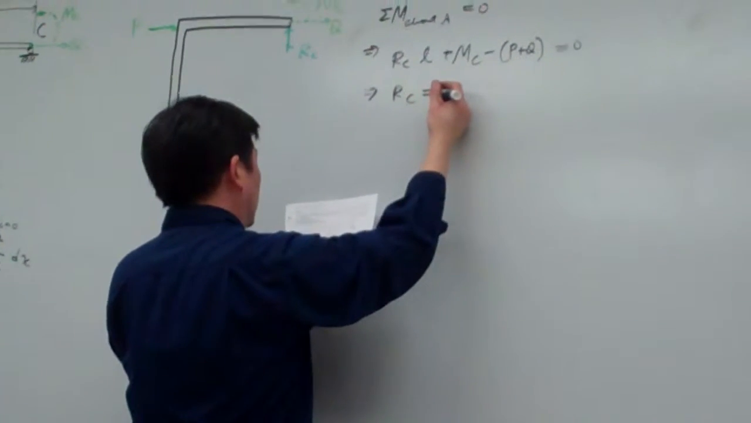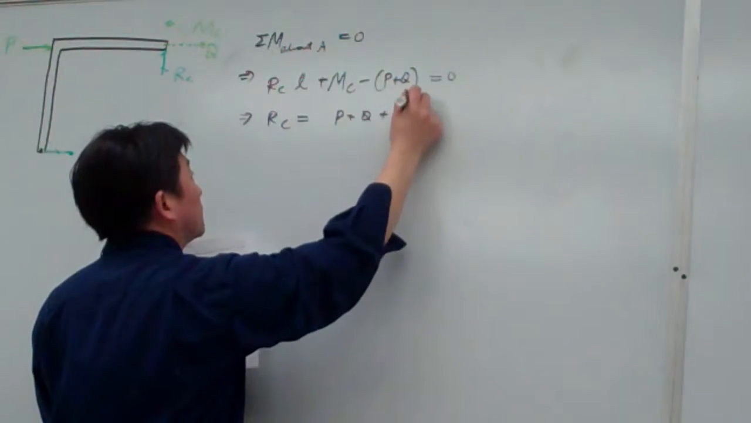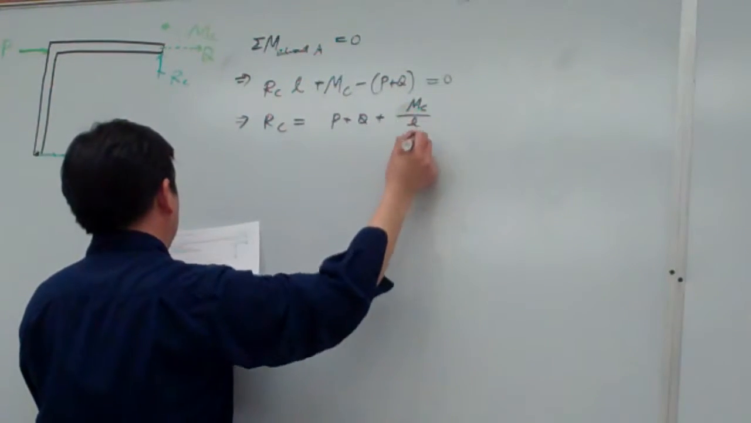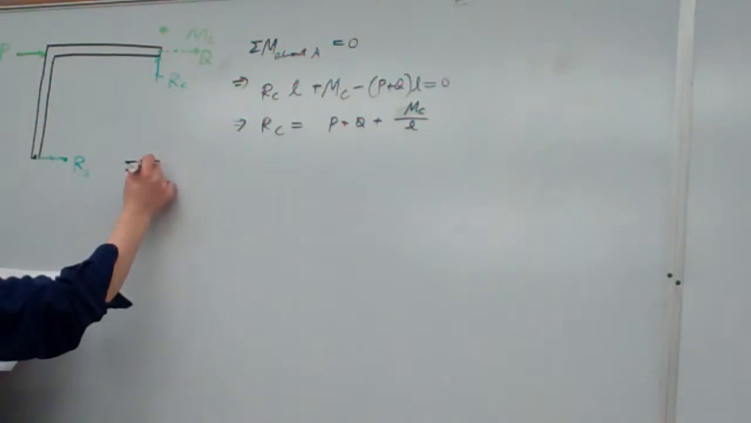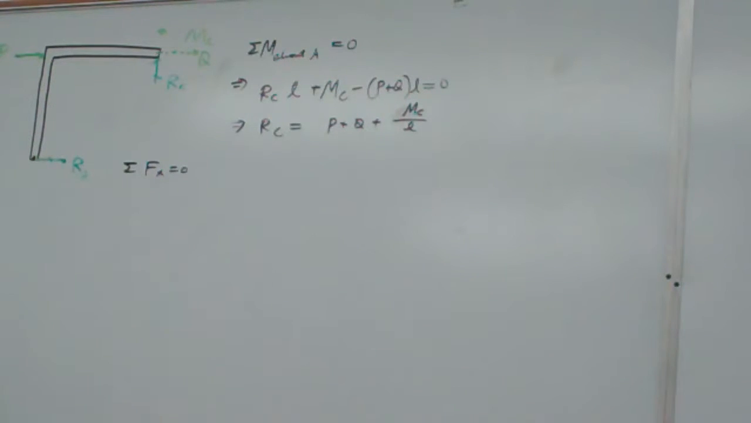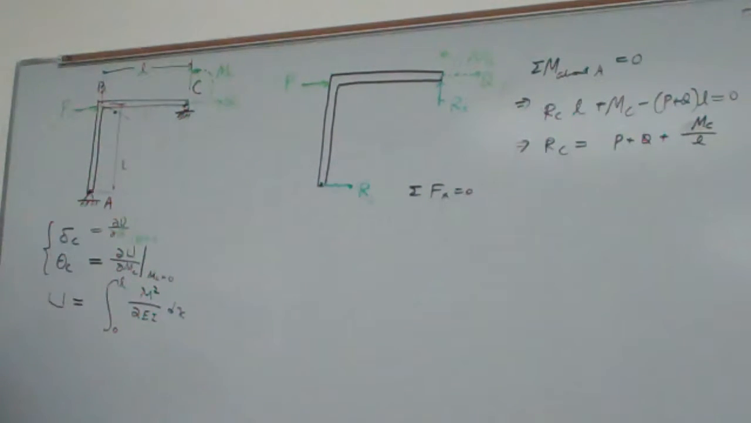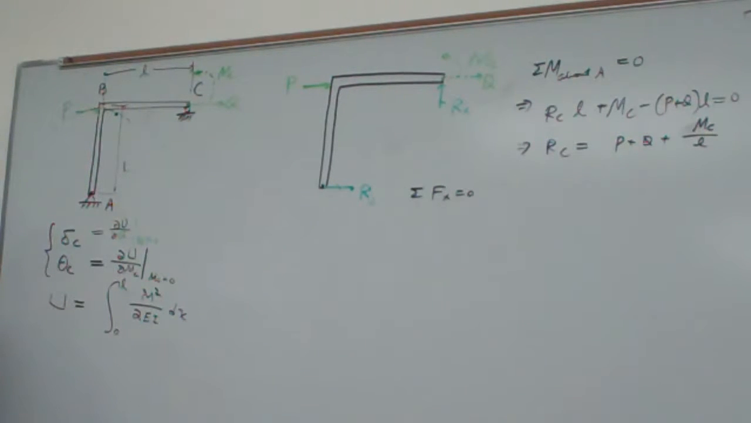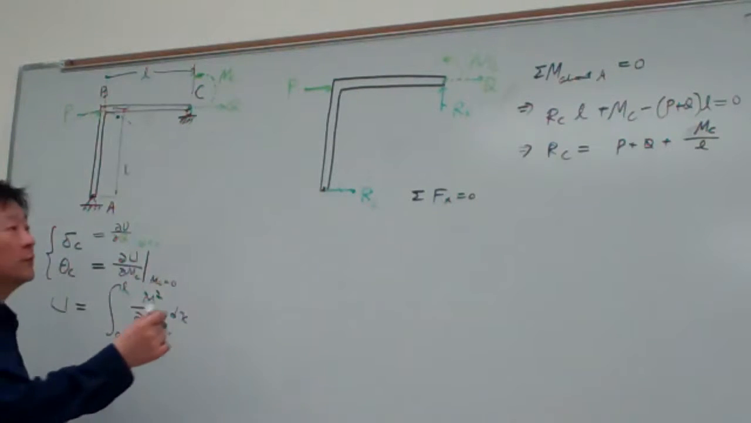RC equals P plus Q plus MC over L. Okay, and then for this one we take the... So why is RA again going in a horizontal direction? Why isn't it going vertically? Because here we only have the loading in the horizontal direction.